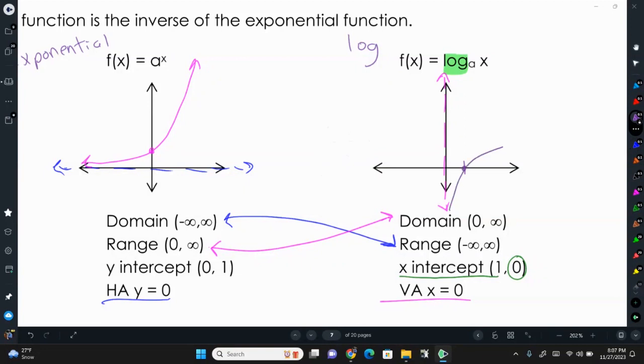And the graph will look like this. This is what a logarithmic function looks like. So as opposed to an exponential function that grew very fast, a logarithmic function grows very slowly. So you see, as our x values get larger, the increase is smaller and smaller.